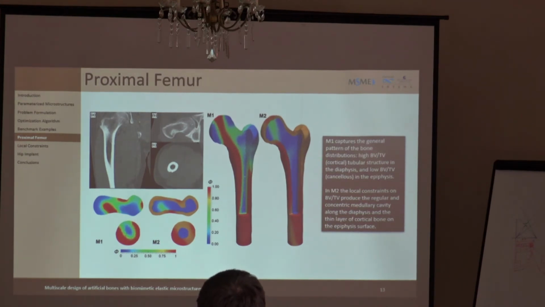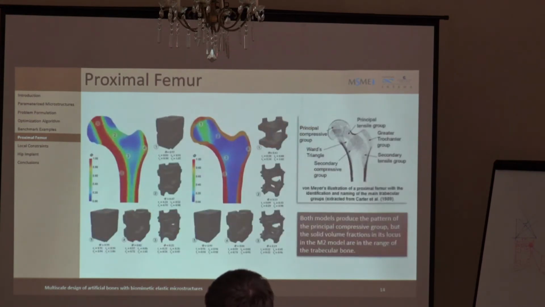For the second model, since we imposed the two domains for the cortical bone and the trabecular bone, we have the perfect formation of the medullary canal in the diaphysis of the bone. And in the epiphysis, we have a center with trabecular bone microstructures and a layer around that of cortical bone, that is actually thicker than we can observe in the actual bone. Also, if you look at the epiphysis of the bone, we have obtained the principal compressive group that was defined by von Meyer.